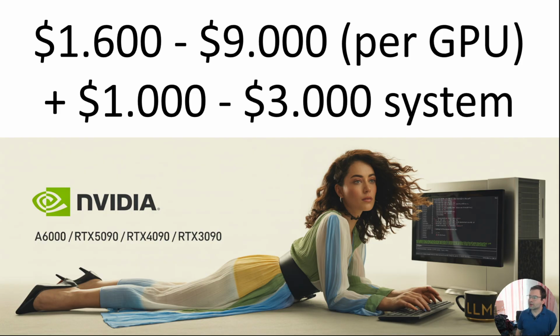Now we're getting into territory which most people should be quite familiar with. These are the RTX 5090s, 4090s, 3090s of Nvidia and A6000. These GPUs come in at roughly $1,600 to $9,000. And of course you need a system to host the GPU, so you would need to add roughly $1,000 to $3,000 on top of this.